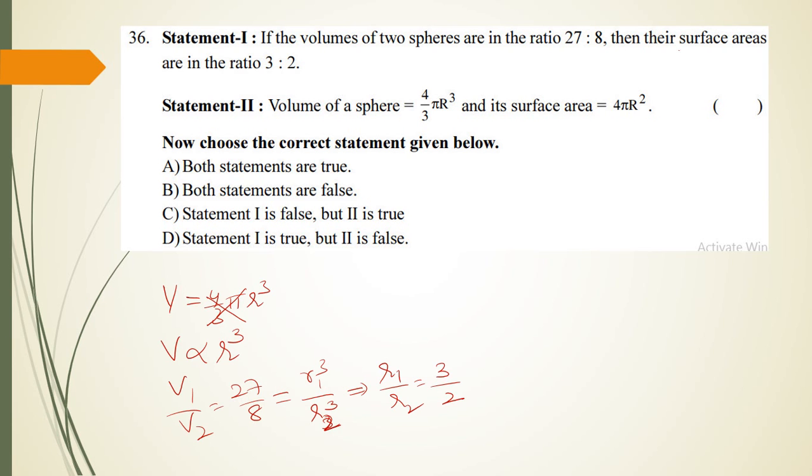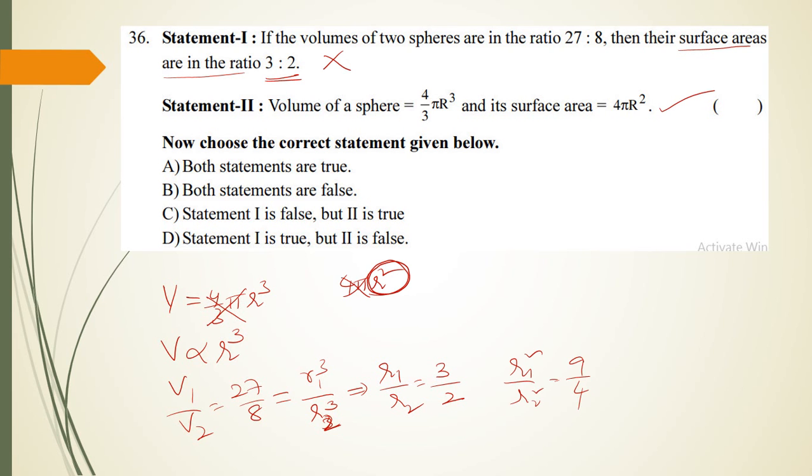Now, and their surface areas. So already we know surface area is nothing but 4 pi r square. If I remove this constant, surface area is directly proportional to r square. That means their surface areas ratio should be r1 square by r2 square. That means it should be 9/4, but what he has given is 3:2. So hence this statement 1 is wrong. Next, volume of sphere is 4/3 pi r cube and its surface area is 4 pi r square. So statement 2 is correct.